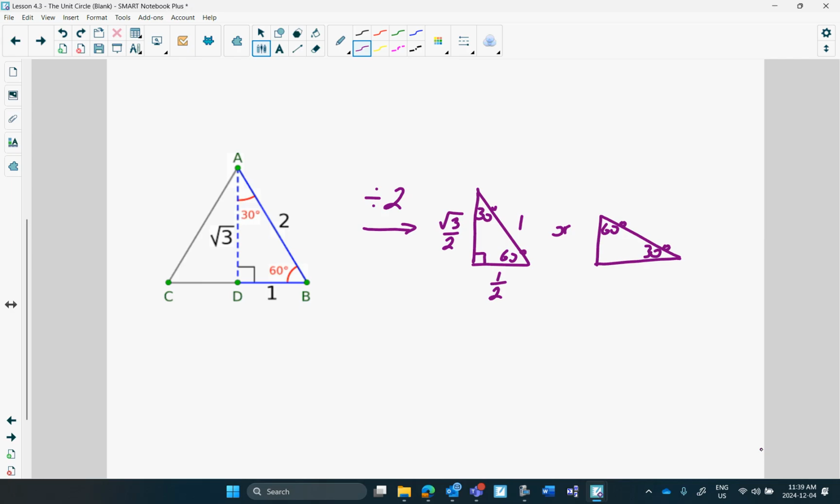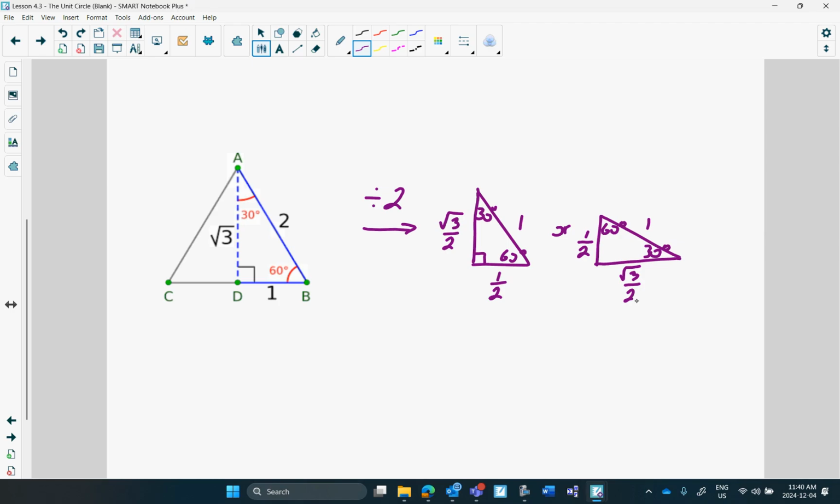What are the lengths again? Which one is which? Which one is 1? Which one's a half? Vertical or horizontal? Vertical. And the horizontal would be that one. So the x-coordinate at 30 would be root 3 over 2. The y-coordinate would be 1 half.